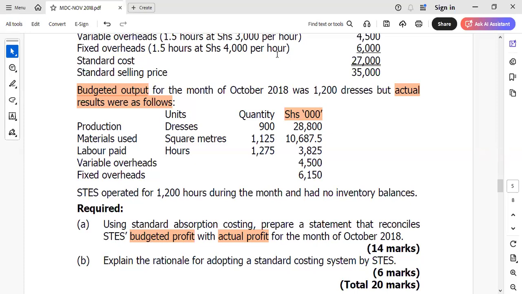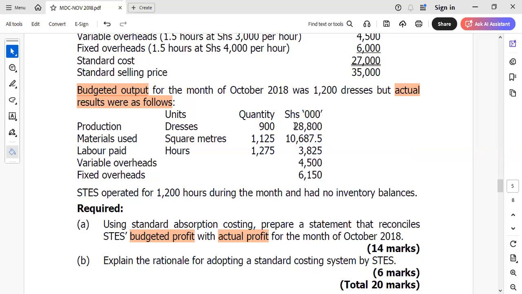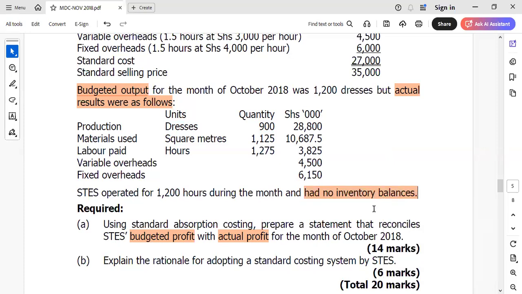Now, when you're looking for the profit and the examiner has given you this information like this, and you want actual profit, how do you get it? We have said that to get actual profit, you get total actual revenue. How do you know the actual revenue? From what the company produced, we assume that that's what they sold, because they had no inventory balances. You get that? They had no inventory balances.